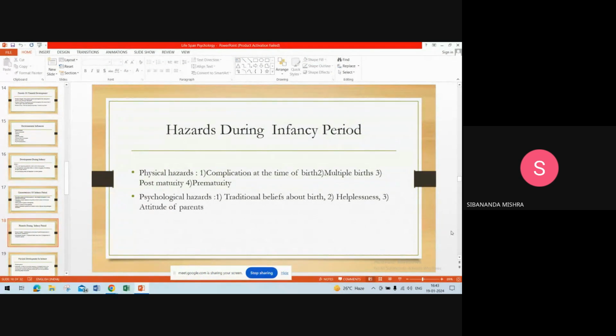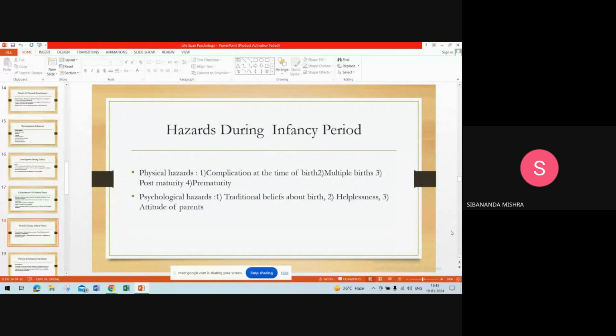Helplessness during hospital stay: suppose the child has certain problems, different diseases. At that time, under the care of a number of doctors and nurses, under observation, you feel that situation also. That is the situation of helplessness, under the doctor's observation.